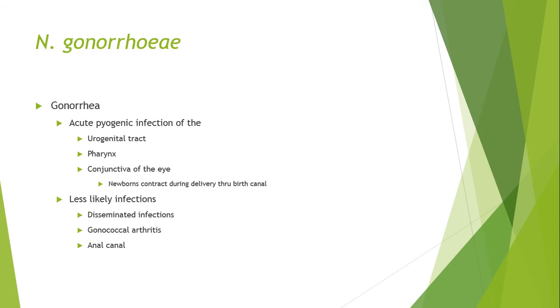The clinical infection that we see, we typically see it in the urogenital tract, but we can also see it in the pharynx and the conjunctiva of the eye. So this is primarily caused in newborns during birth through the vaginal canal from a mother who is infected with gonorrhea, and she passively transmits it to the newborn. There are some other kinds of infections that gonorrhea can cause. We can see disseminated infections.